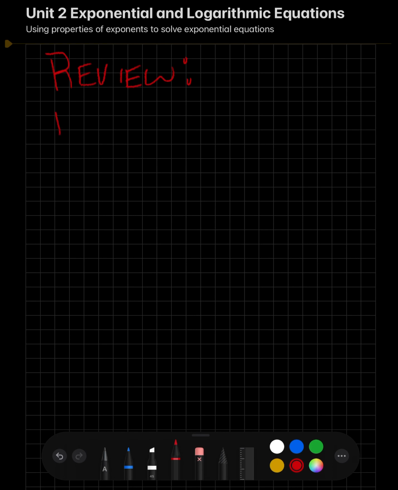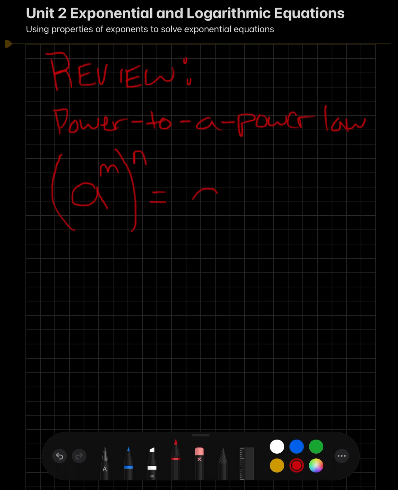So one thing I want to remind us of is something called the power to a power law. And that says that if I have a number a and I raise that to some power m, and I take the whole thing and I raise that to the nth power, then I can multiply these two exponents and that'll give me a to the m times n.